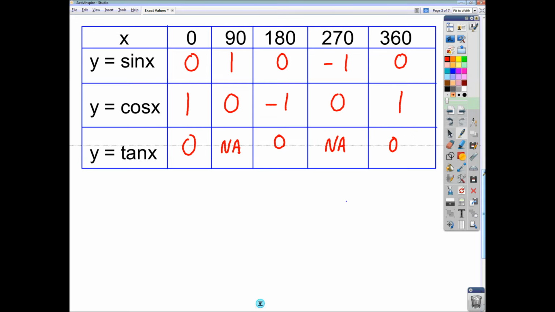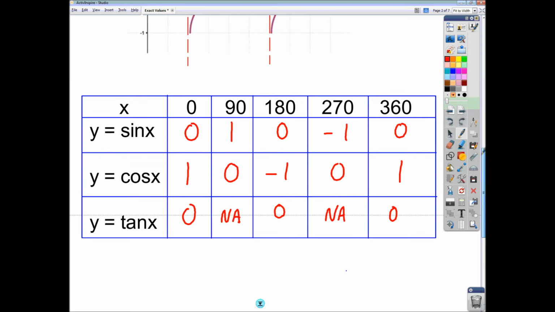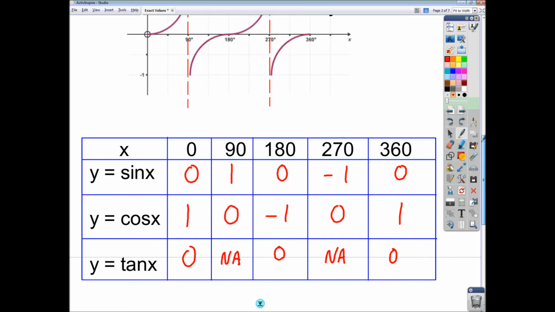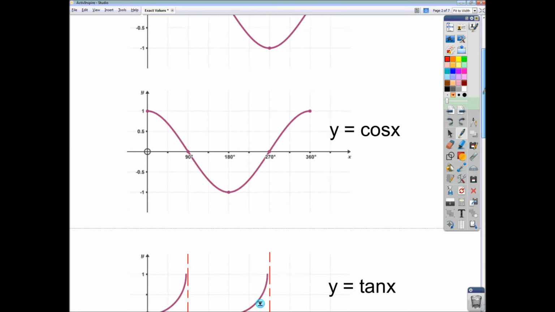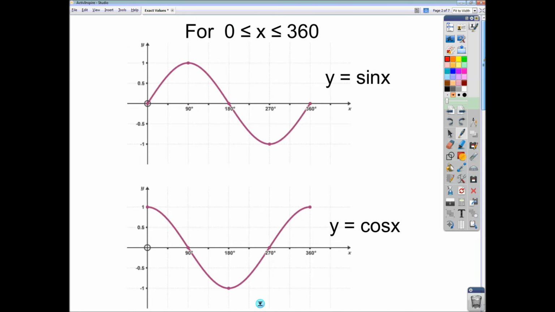So whenever you're asked to define or to say what the exact value of sine, cos, or tan for 0, 90, 180, 270, or 360 is, you have to just use your knowledge of how these cycles are, how they behave between 0 and 360. There's no substitute for just memorizing how these behave at these key values.